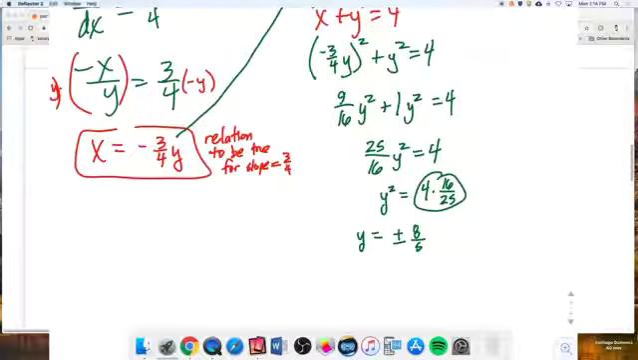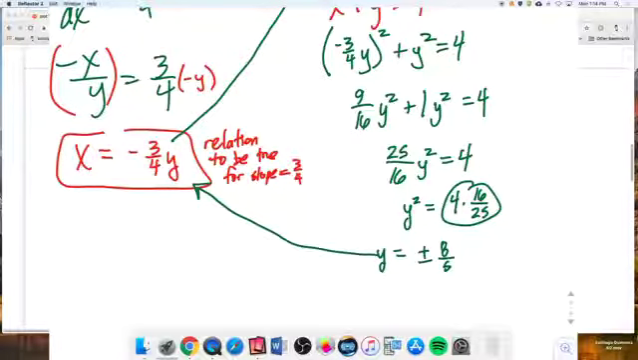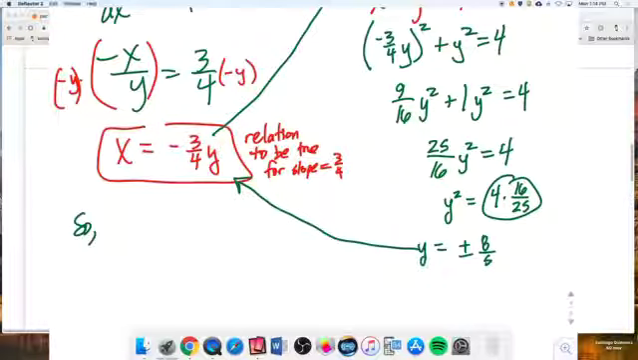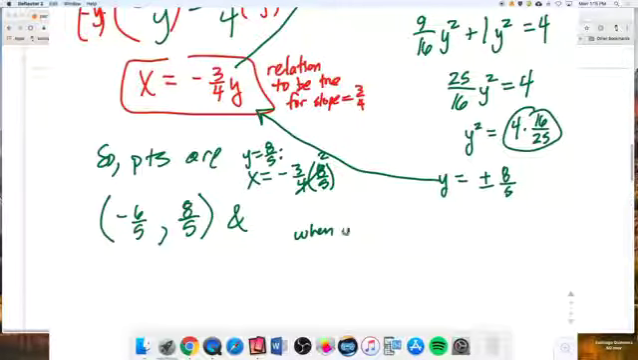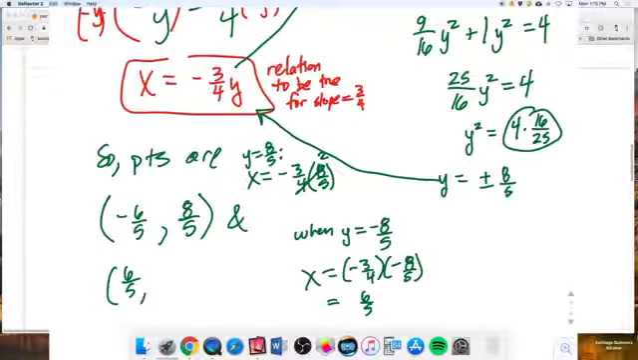All right, so now how are we going to figure out what the points are? Like we would for any good substitution problem, we'll plug it in there. So the points are, let's go ahead and plug in the positive 8/5 first. When y is positive 8/5, x is going to equal what? If we plug it in up above, we get x equals negative 3/4 times positive 8/5. The 8 and 4 divide out to give you 2, so negative 6/5. Okay, and let's do the next one. When y is negative 8/5, you get x is equal to negative 3/4 times negative 8/5, which turns out to be positive 6/5. So the other ordered pair is positive 6/5 and negative 8/5.